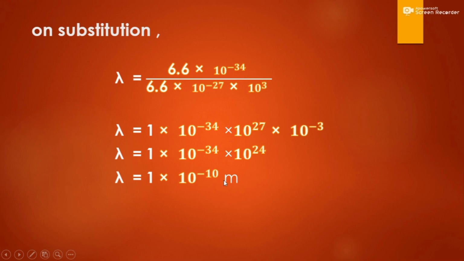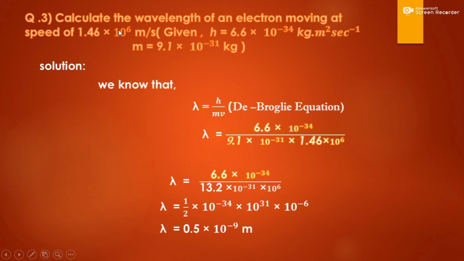Then we shall go for the third example: calculate the wavelength of an electron moving at a speed of 1.46 into 10 raised to 6 meter per second. Given h is equal to 6.6 into 10 raised to minus 34 kilogram meter square per second, and the mass of the electron is 9.1 into 10 raised to minus 31 kilogram. Then we know de Broglie's equation, lambda is equal to h upon m into v, where h is Planck's constant, m is the mass of the electron and v is the velocity of the electron.